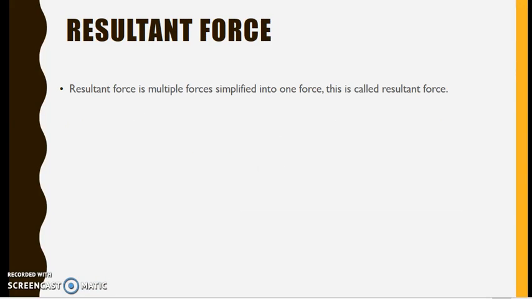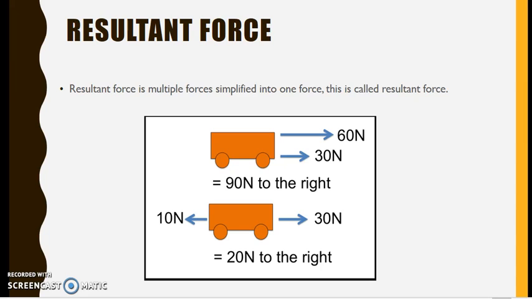Resultant force. Resultant force is multiple forces simplified into one force. This is called resultant force. Here's an example. So it's 60 newtons to the right and 30 newtons to the right. So it becomes 90 newtons to the right. You just add those together.